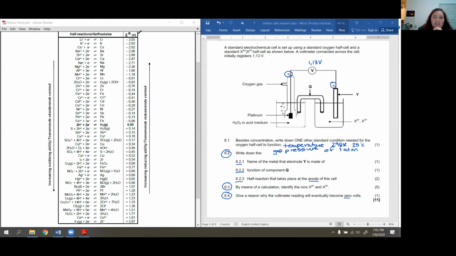I assume you've written down the E theta cell reaction from the last time I gave it to you. E theta cell is E theta reduction minus E theta oxidation, no abbreviations.